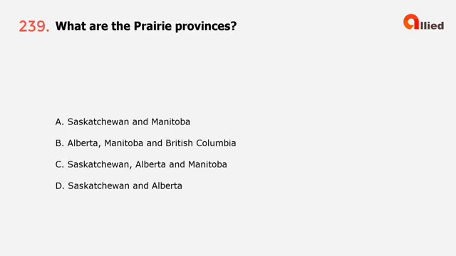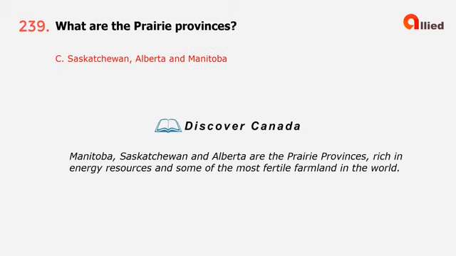Question 239. What are the Prairie Provinces? A. Saskatchewan and Manitoba. B. Alberta, Manitoba and British Columbia. C. Saskatchewan, Alberta and Manitoba. D. Saskatchewan and Alberta. The answer is C. Saskatchewan, Alberta and Manitoba.